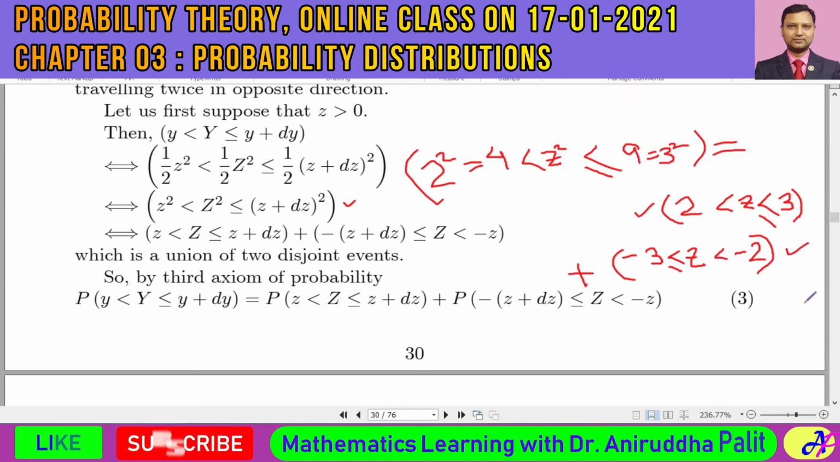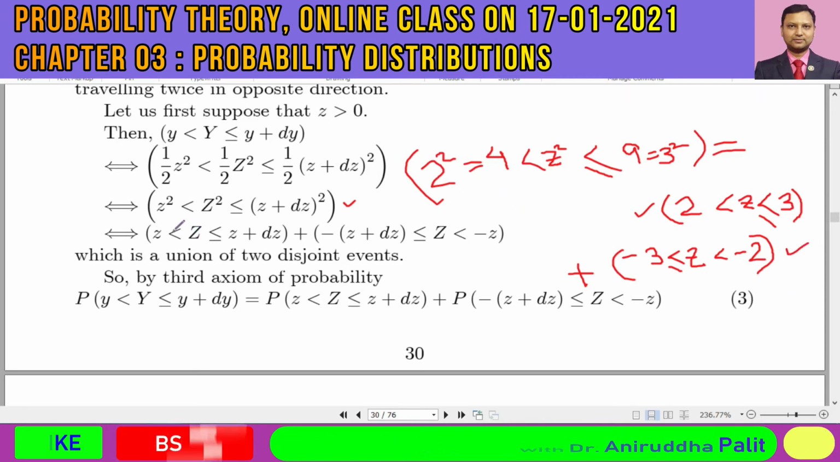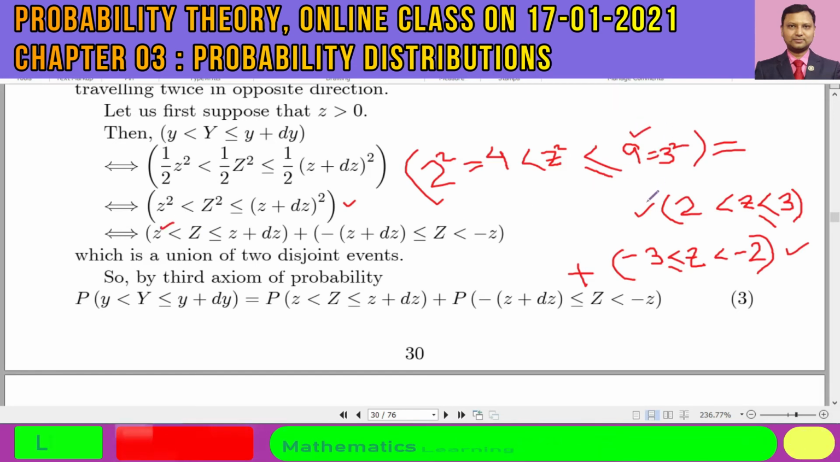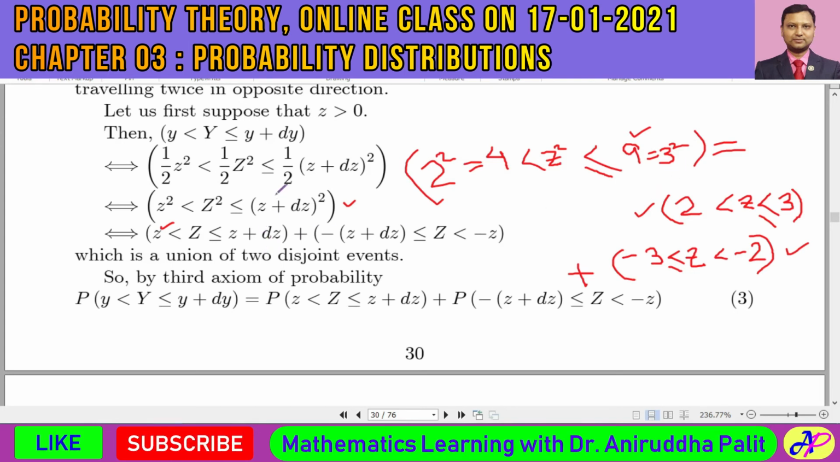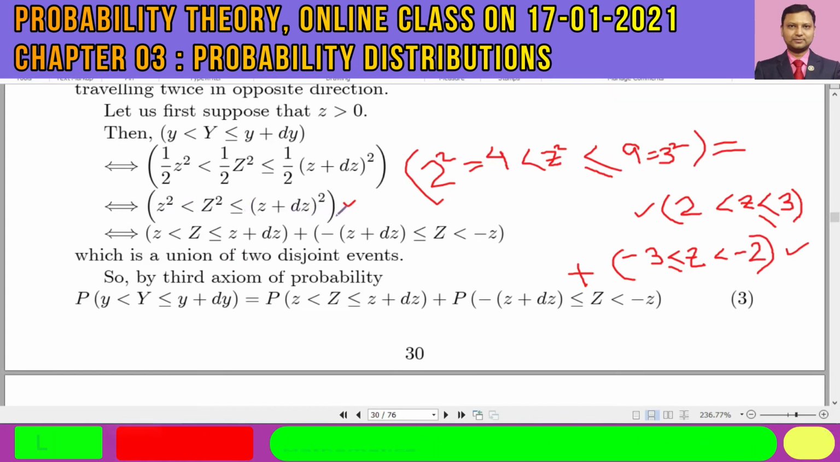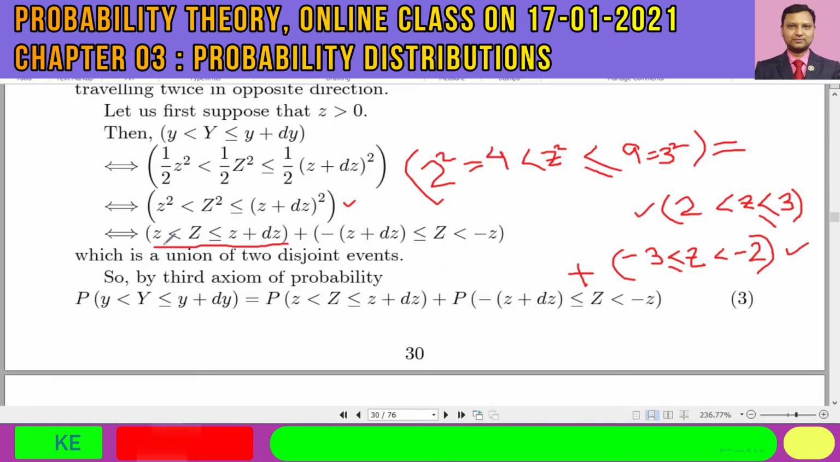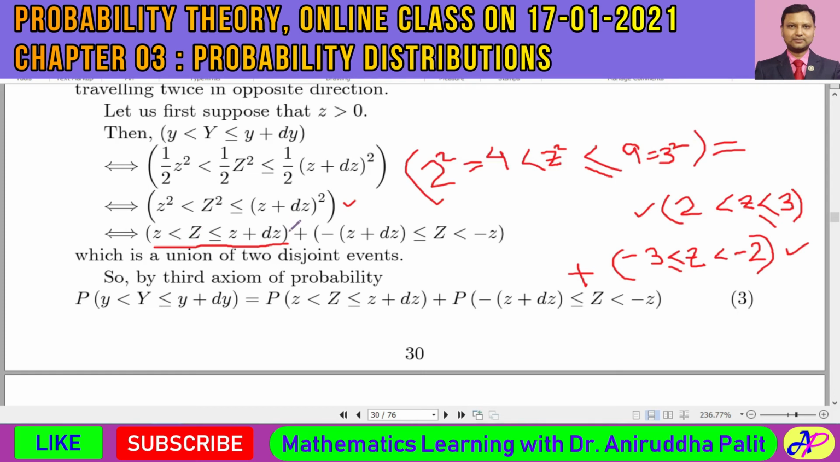Got it? Now consider this 2 is equal to this z, and this 3, that is 3 square, that is 9. This 3 can be considered to be equal to z plus dz. So what you observe is that you see this expression z square less than capital Z square less than or equal to z plus dz whole square. This kind of inequality can be written in this way, that z less than capital Z less than or equal to z plus dz. That is actually 2 less than Z less than or equal to 3.